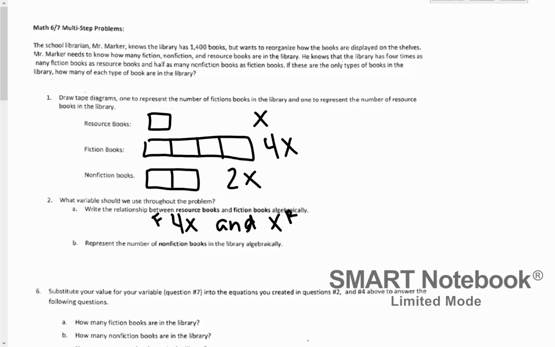Represent the number of nonfiction books in the library algebraically. That would be our 2x. You can use this tape diagram if it helps you. You don't have to. If you can go straight to x, 4x, and 2x, that's fine. Don't feel like you need to add in the step of drawing the tape diagram. That was just to help you visualize what we're doing today.